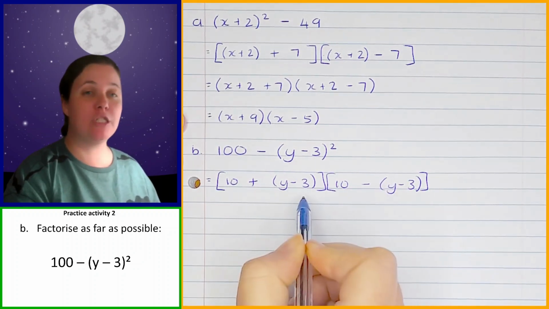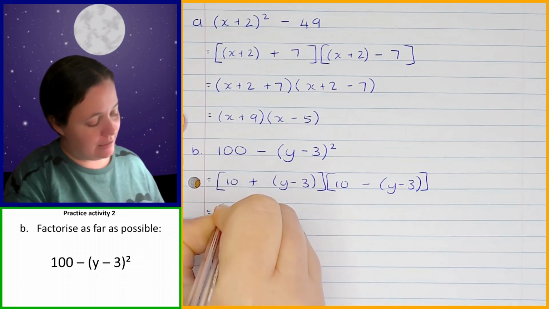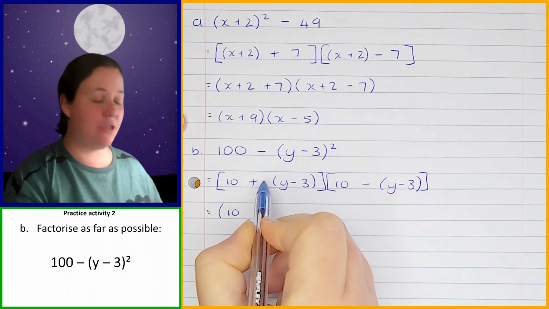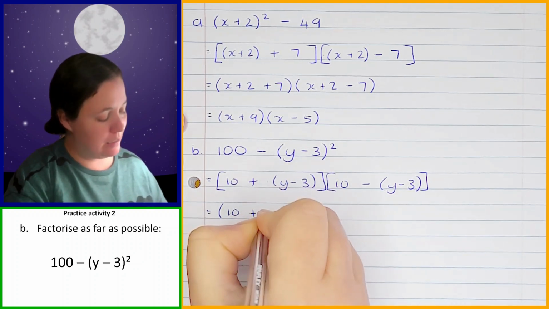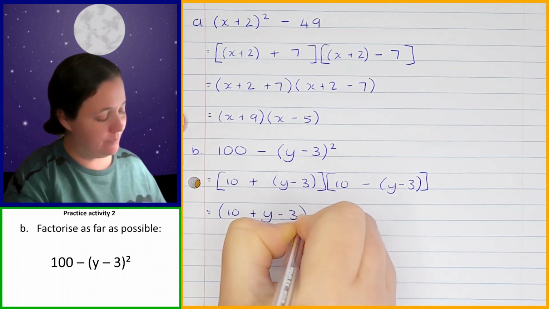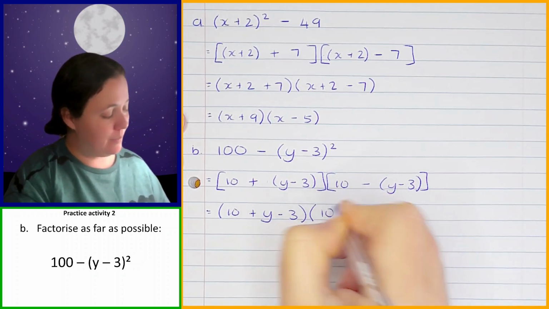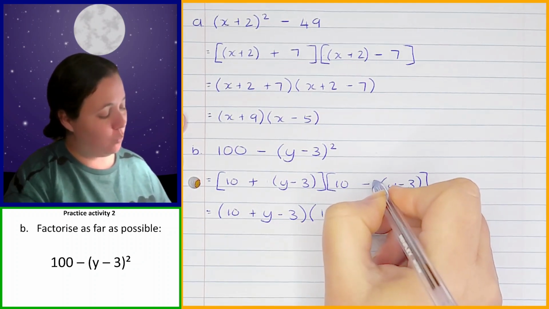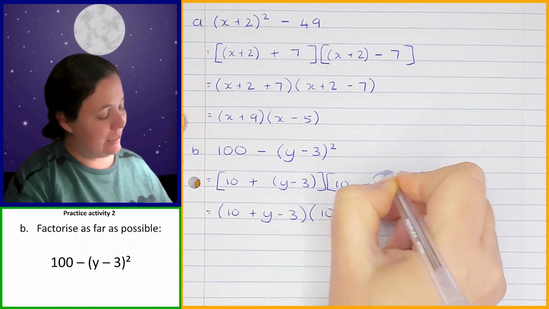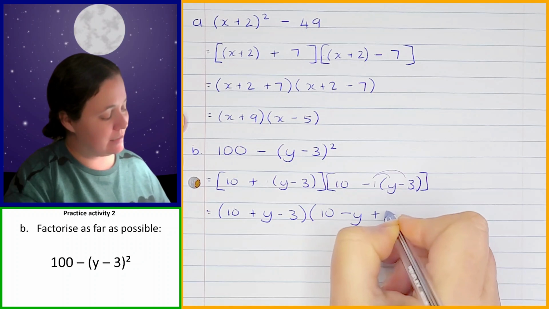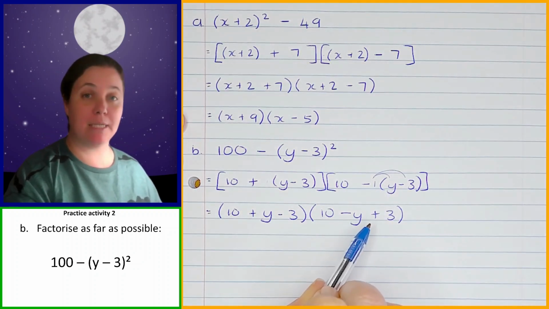Now I need to multiply out and get rid of the brackets inside. So I'm going to have 10, then when I multiply this out, because it's just positive 1, nothing's going to change, so it's plus y - 3. But this one does change. I've got 10, then I'm multiplying negative 1 in here. So negative 1 times y is minus y, and negative 1 times negative 3 is plus 3. If you left out the brackets, you wouldn't have got the plus 3 here.